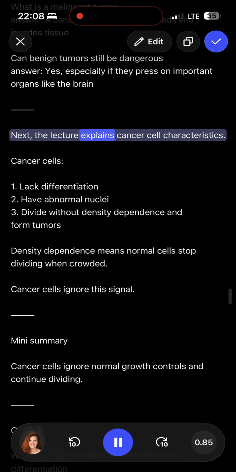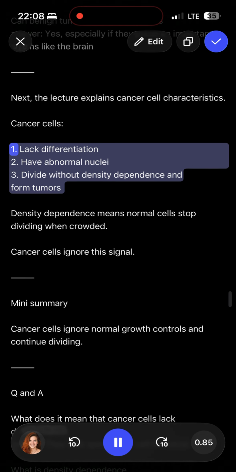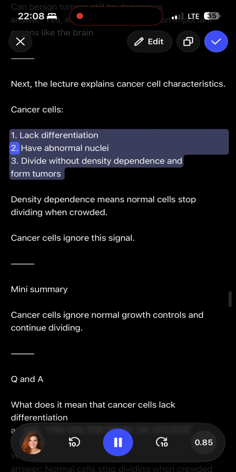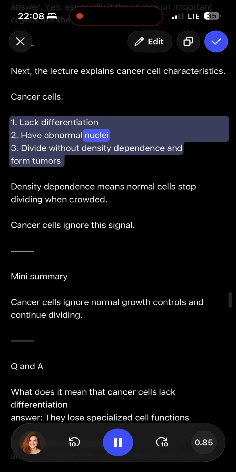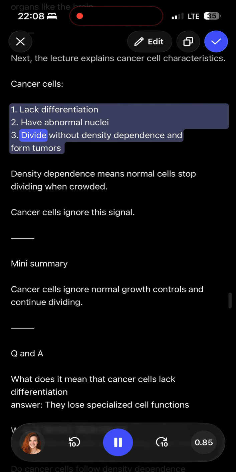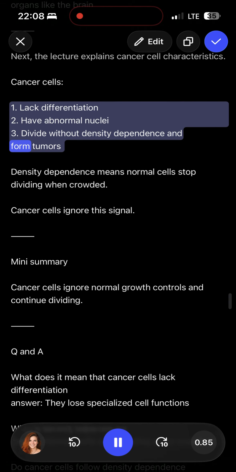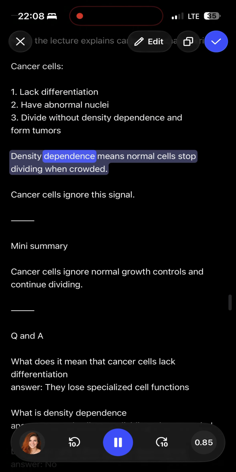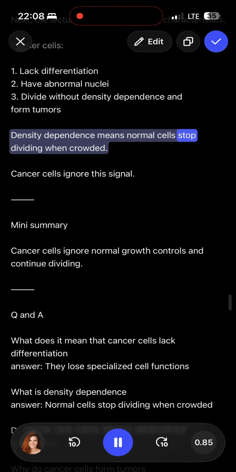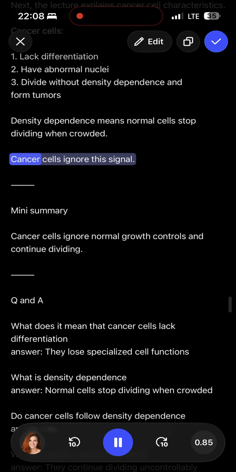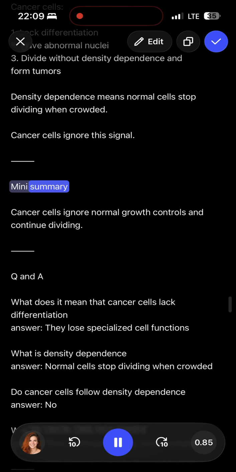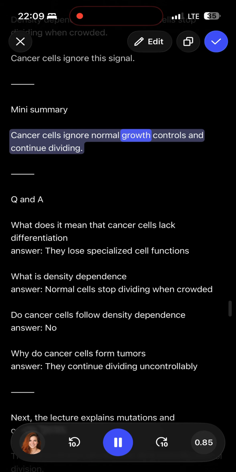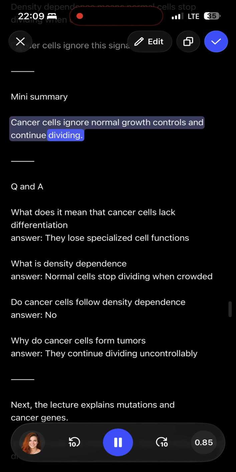Next, the lecture explains cancer cell characteristics. Cancer cells: 1. Lack differentiation. 2. Have abnormal nuclei. 3. Divide without density dependence and form tumors. Density dependence means normal cells stop dividing when crowded. Cancer cells ignore this signal. Mini summary. Cancer cells ignore normal growth controls and continue dividing.